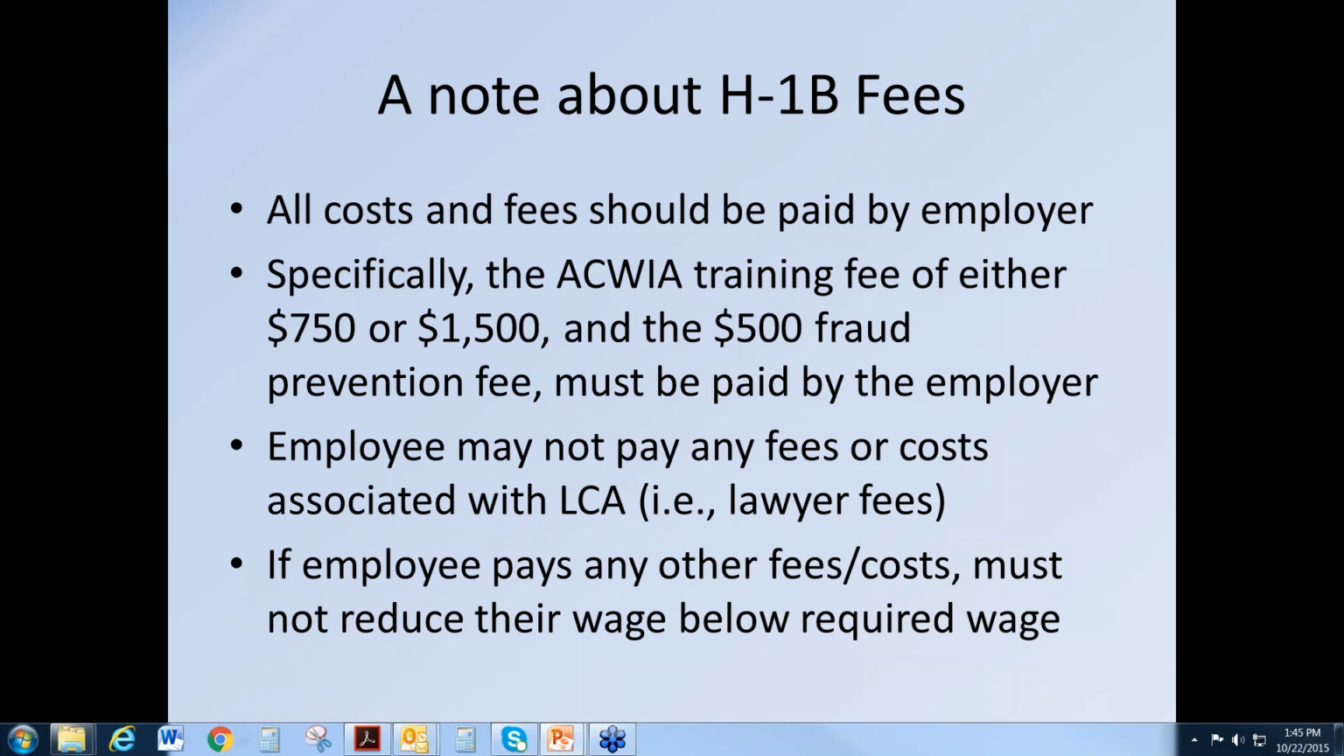The premium processing fee, can that be paid? That should be paid by the employer, but can be paid by the employee as long as doing so does not bring the wage below the required wage.